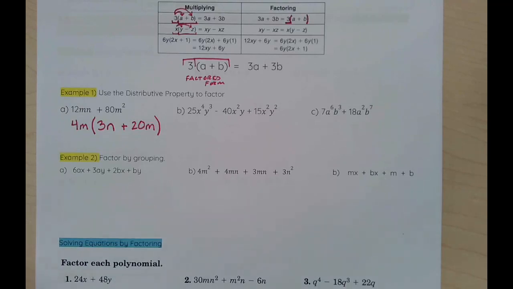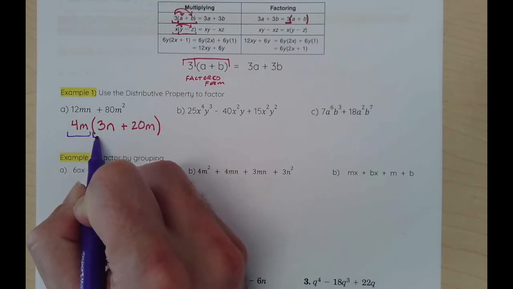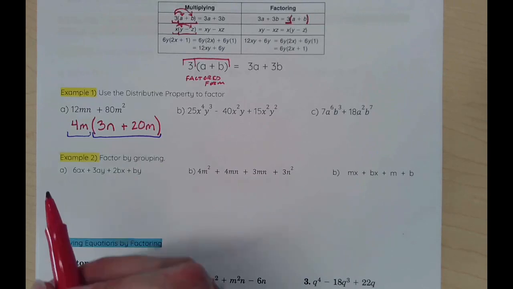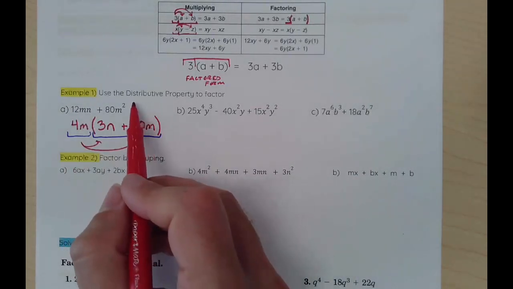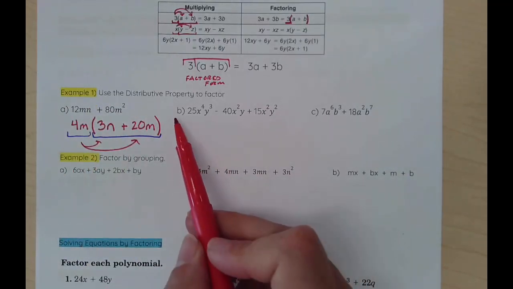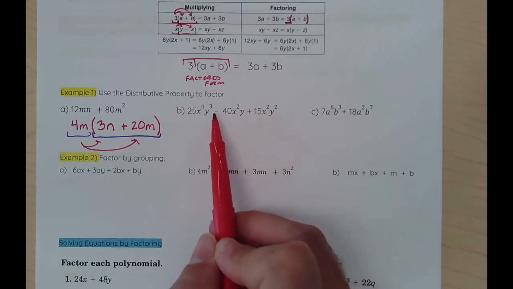Again, I have a factor of 4m, and I have a factor of 3n plus 20m. And what I'm looking for is, if I were to distribute this, would I get back to that resulting starting expression. Looking at b, I have 3 terms here to consider. I got to be really careful with this minus.